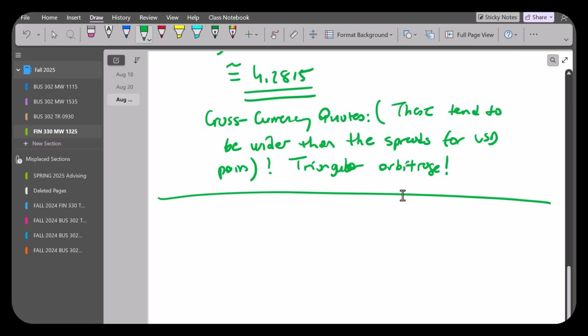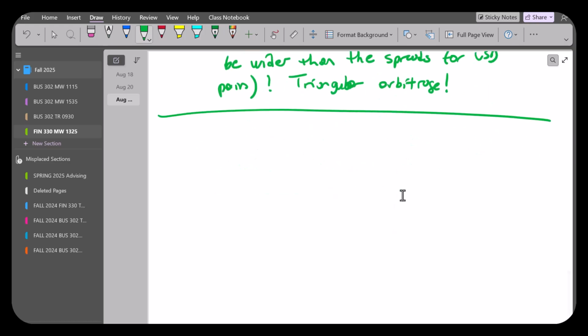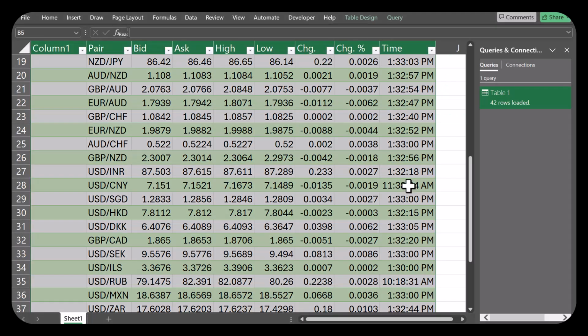But they're just interested in the cross currency. For example, suppose I wanted the New Zealand SEK rate. I want to know what's the value of one New Zealand dollar in terms of Swedish krona. I'm just going to use the bid rates. If you're not actually trading in the market, it doesn't matter too much.